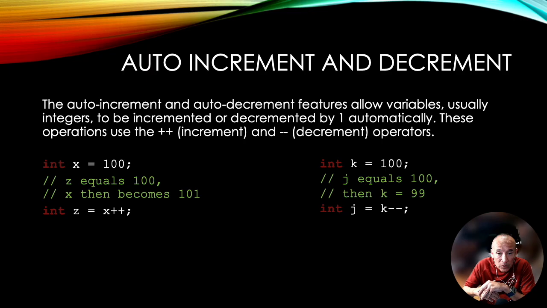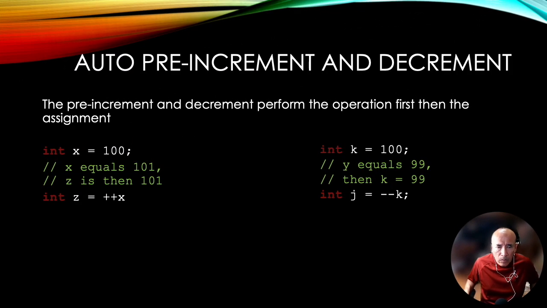The opposite is true for decrements. Again, I assign k to equal 100, and look at j equals k minus minus. As you might imagine, I do the assignment first, so j equals 100, and now k equals 99 because it's been decremented. So when you have the decrement and the increment on the right hand side, the assignment happens first. You may want to pause and take a look at both of these things just to make sure you understand. When it's on the right, the assignment happens first and then the math.